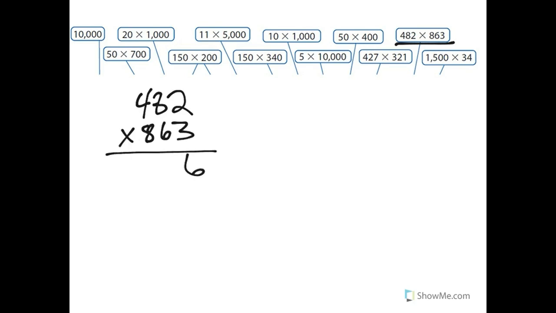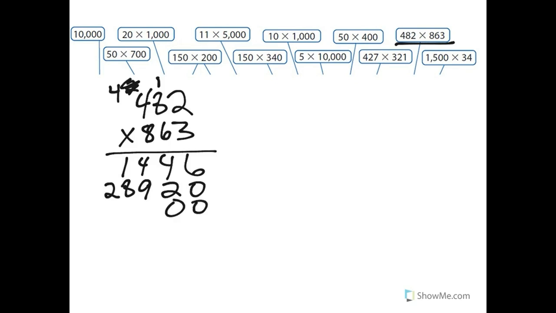3 times 2 is 6. 3 times 8 is 24. Carry that 2. 3 times 4 is 12, plus 2 is 14. Drop my 0 because I'm in the tens place. 6 times 2 is 12. Carry that 1. 6 times 8 is 48. 48 plus 1 is 49. Carry that 4. 6 times 4 is 24. 24 plus 4 is 28. Drop 2 zeros. Why? Because I'm in the hundreds place.